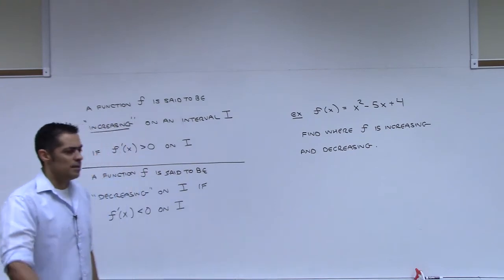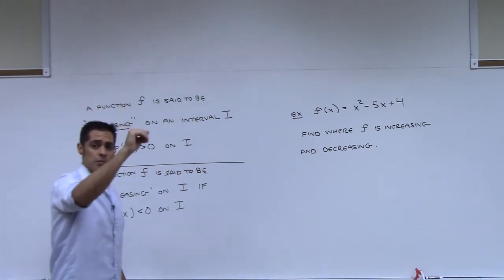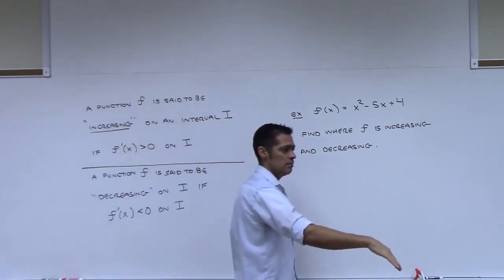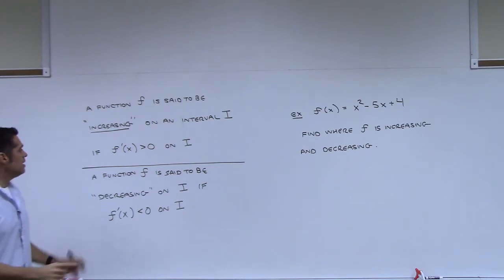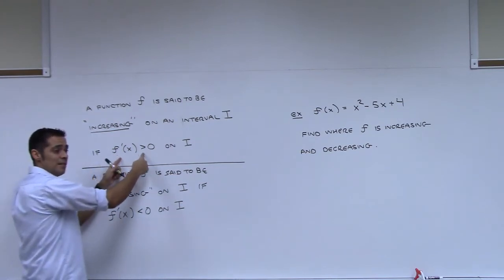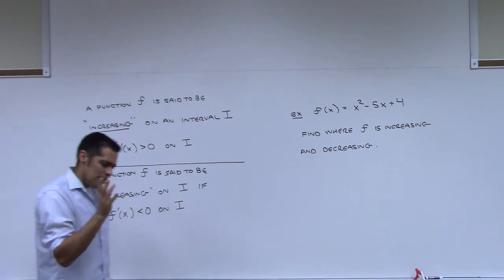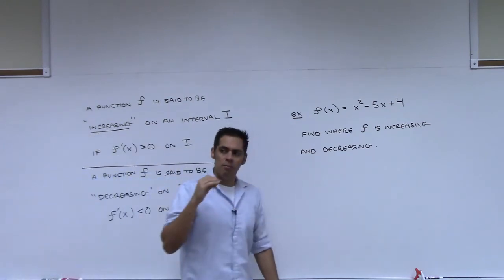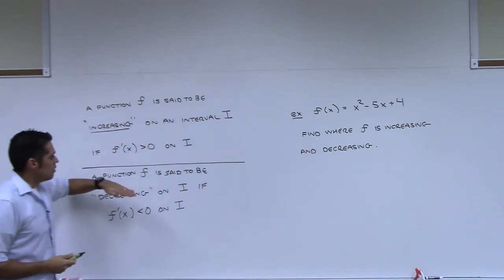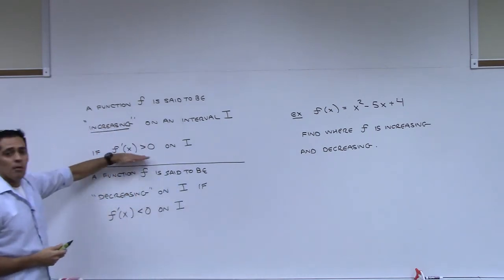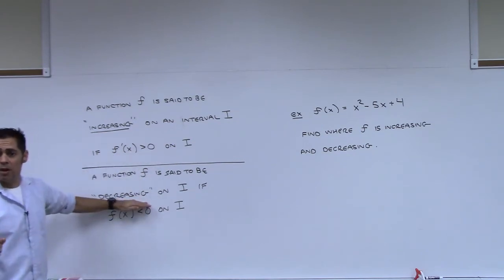So that means I need to figure out anywhere that this function is going up and anywhere where this function is going down. Right? So to do this, I need to figure out where the derivative is positive and where the derivative is negative, right? So there's a standard kind of approach to this. We're not going to look immediately to figure out where it's positive and where it's negative. We're first going to figure out where it's 0.